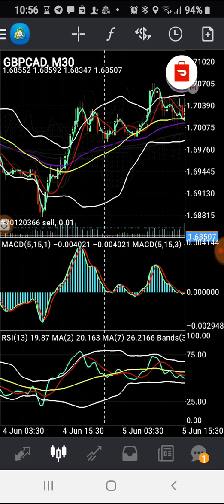So number 2 is what? How can we set up the TDI indicator on laptops? In order to set up a TDI indicator on laptops, you can simply type TDI indicator on Google, and from there you will see a better TDI indicator. Once you have downloaded it, then you can open your MetaTrader 4, then go to File and open the MQL folder, then go to Indicators and place the TDI indicator you downloaded there.